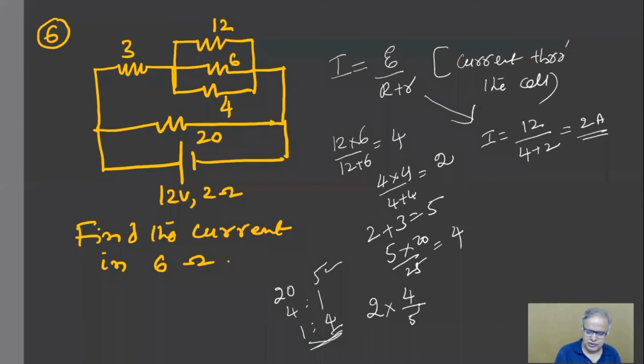Sum of the ratios. How much is this now? 8 by 5. You know, where is 8 by 5? Out of 2 amperes coming out of this, 8 by 5 will go into this. And how much will go into this? 2 by 5. Isn't it so? So total is how much? 2. Now this 8 by 5 will go here, but will divide into this, this, and this.